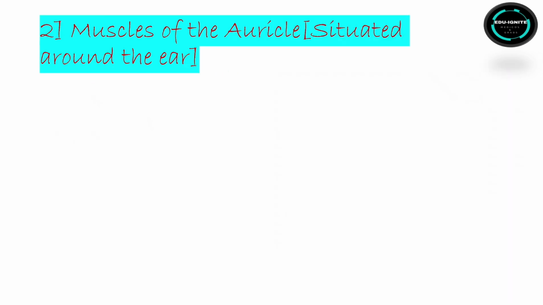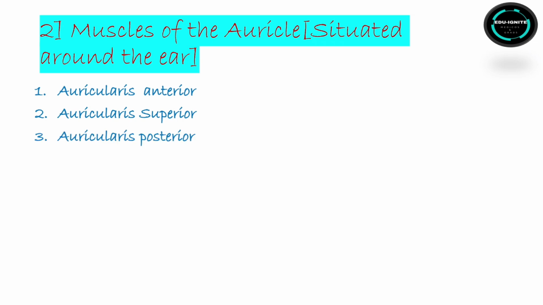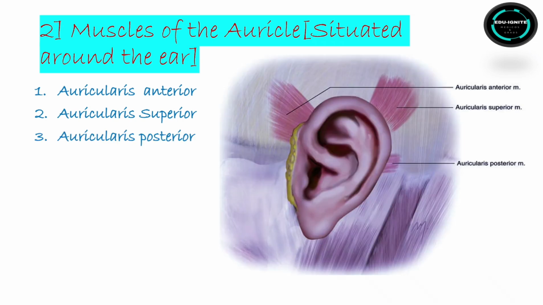Now the second group of muscles is muscles of the auricle. These are the muscles situated around the ear. These are auricularis anterior, auricularis superior and auricularis posterior. In this picture we can see all three muscles, auricularis anterior, superior and posterior.